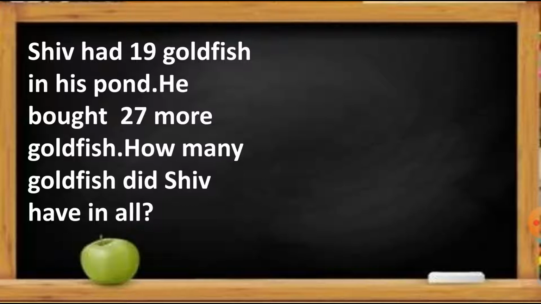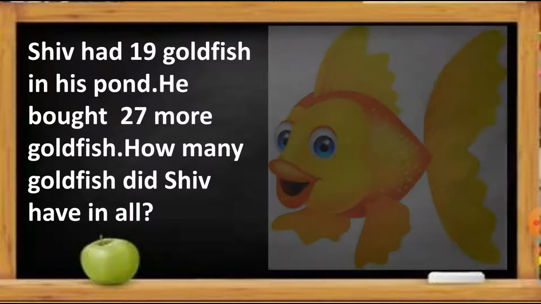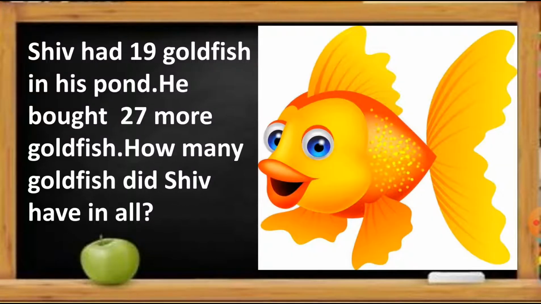So first of all, let's see the goldfish. Here is the goldfish. You can see this. It is nice, na? Okay, let's move now. Shiv had 19 goldfish in his pond. He bought 27 more goldfish. So, how many goldfish did Shiv have in all?